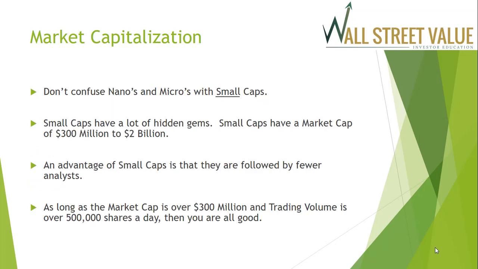So don't confuse nanos and micros with small caps. The small caps have a lot of hidden gems. Small caps have a market cap of 300 million up to $2 billion. And usually when you have a company with at least 300 million in market cap, you're not going to have the huge spread between the bid and the ask. There's going to be liquidity in these companies.